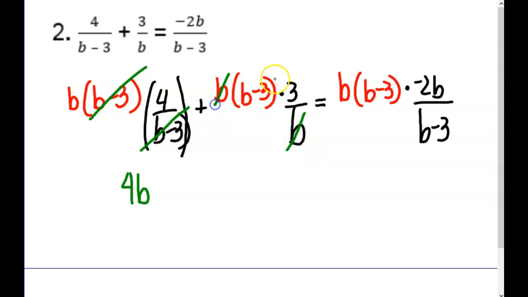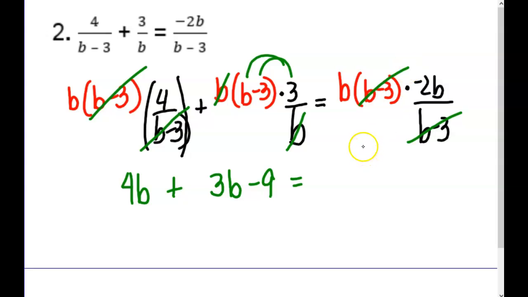What cancels on this term, guys? Just the plain old b, but we have a 3 we need to distribute through there, right? I'm going to do that as I write it down. So I'll get a 3b minus 9. And then on the right-hand side, the b minus 3 divides out, and I have a b times a negative 2b, so I get a negative 2b squared.